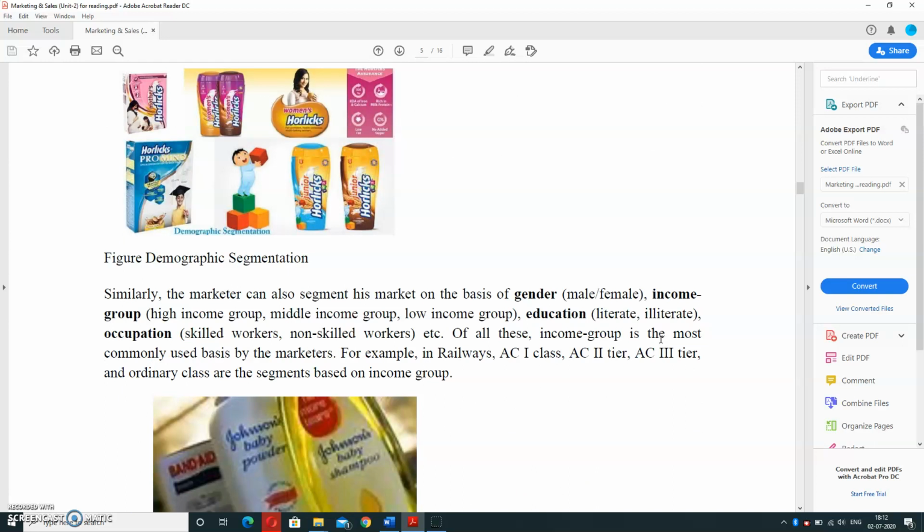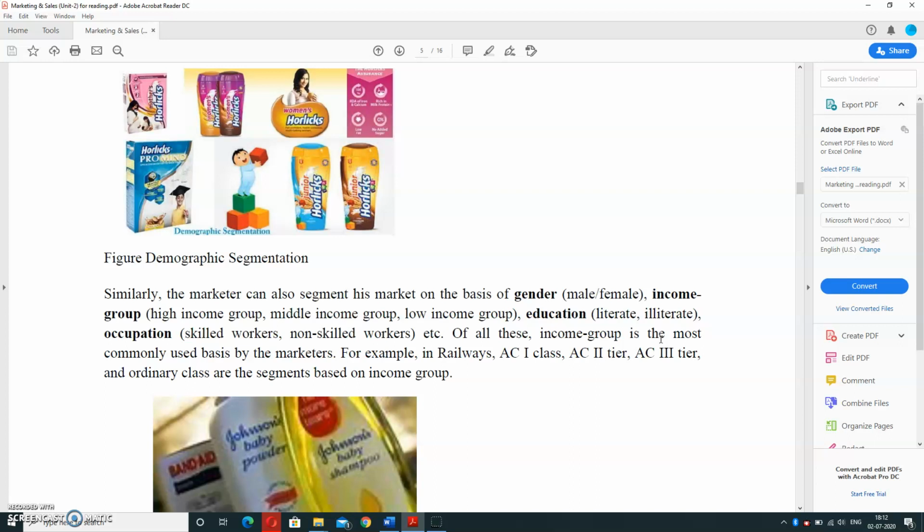Similarly, the marketer can also segment his market on the basis of gender: how much percentage is male, how much is female. Like if a company is producing, you can say, Horlicks. Horlicks is a product for junior age children. So the company will try to identify how much percentage of children there are from age 6 to 14. So they can divide the market on the basis of teenagers, adults or children.